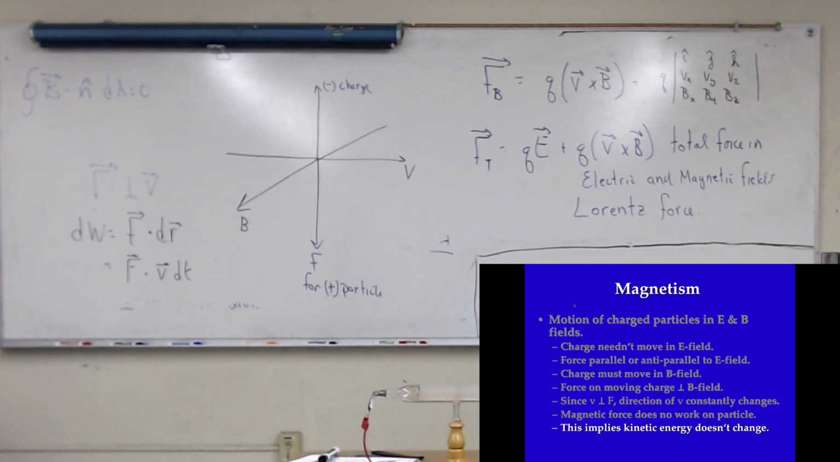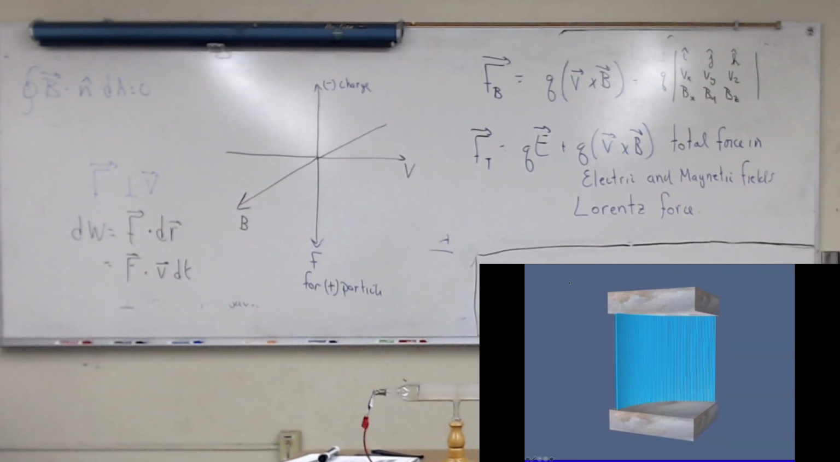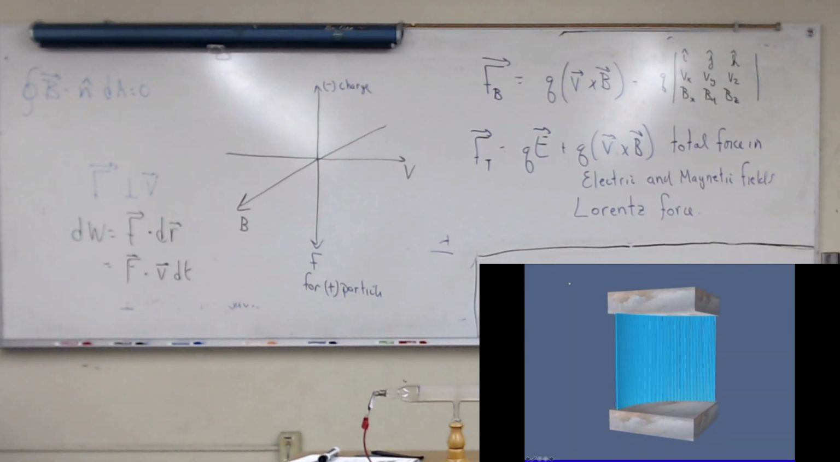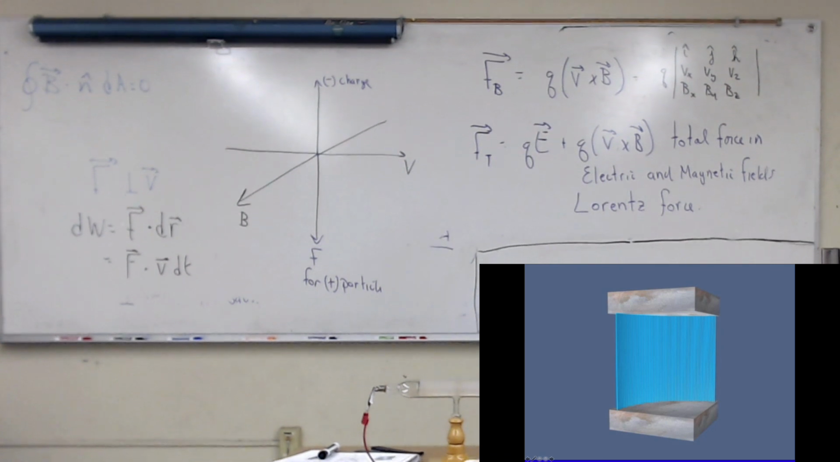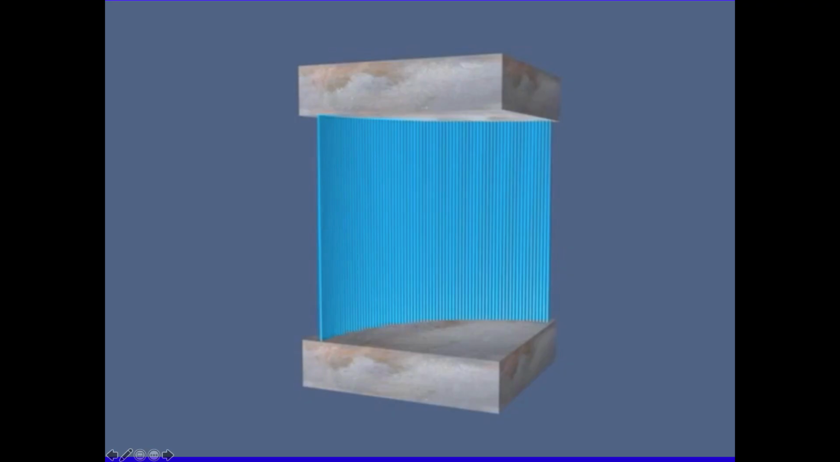And so the magnetic field is not going to change the kinetic energy of the charged particle. The electric field can change the kinetic energy of the charged particle, but not the magnetic field. This I can use. So let me show you, I can use this simulation. Let me make this big. This is from MIT. These are free. This shows you a simulation of the motion of a charged particle in a magnetic field.